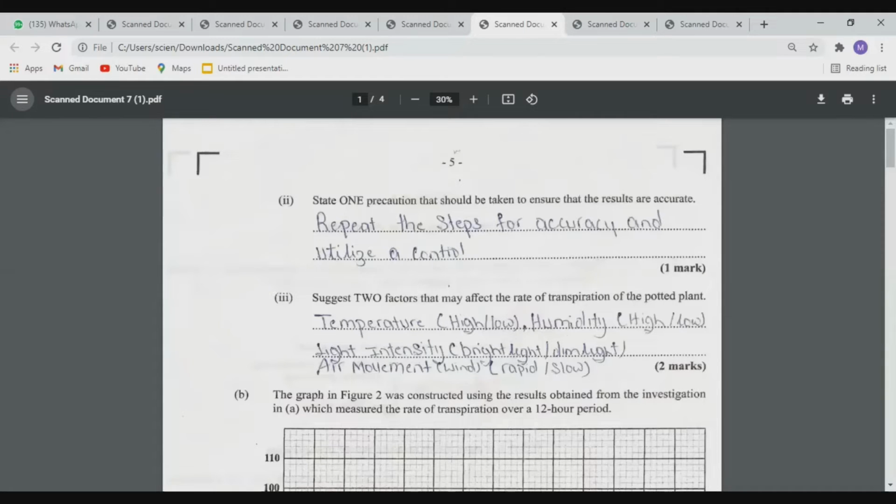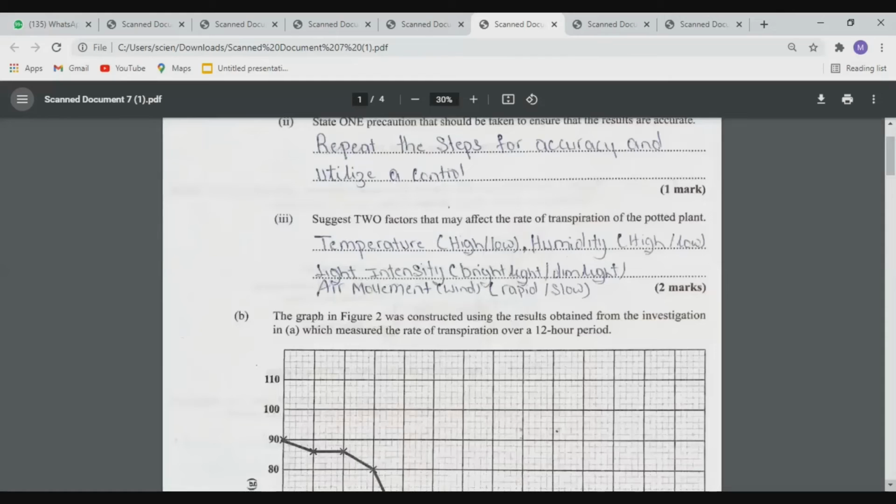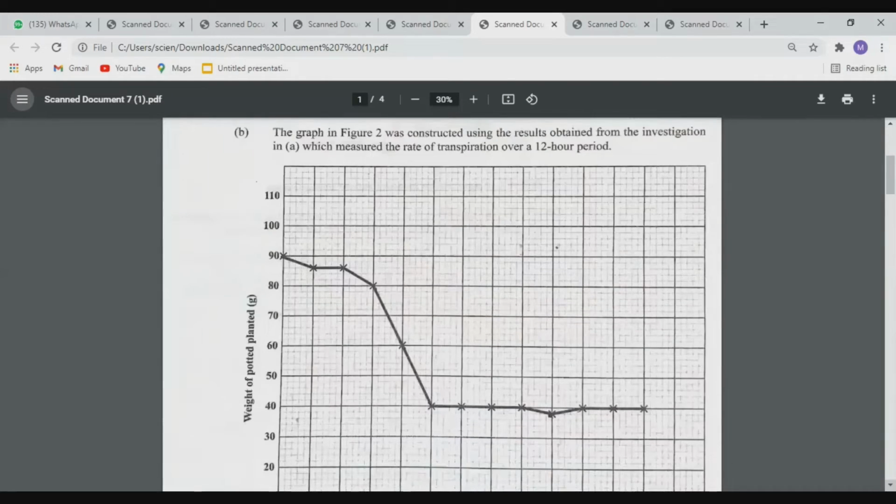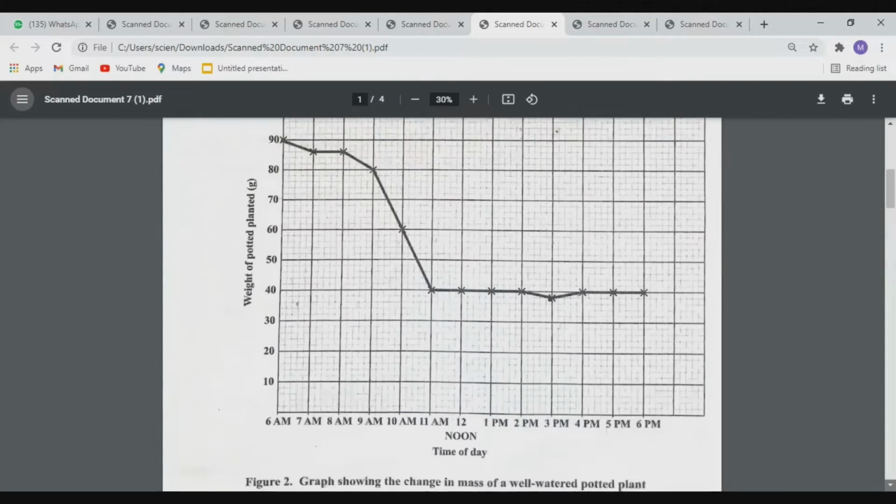So the next part of the question is B. If you realize, these questions are divided into A, B, and then A, B are divided into 1, 2. So you have to pay attention to those also. B. So the graph in figure 2 was constructed using the results obtained from the investigation in which they measured the rate of transpiration over a 12-hour period. So this is the data that they would have gathered if they were measuring the rate over the 12-hour period.